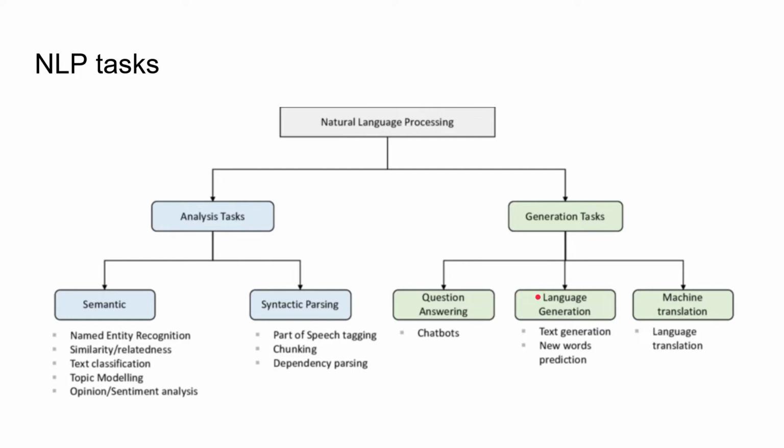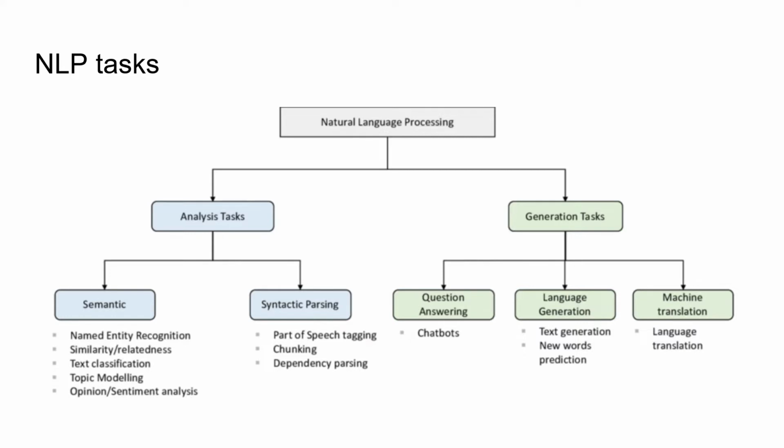Then we have language generation, wherein we have text generation or new words prediction. You must have seen this new words prediction task in real life when you are writing an email using Gmail. When we are writing an email, there are certain recommendations that we get around what should be the next word. That is language generation, wherein the computer is understanding what we are already writing, and it is providing us recommendations on what should be the next word.